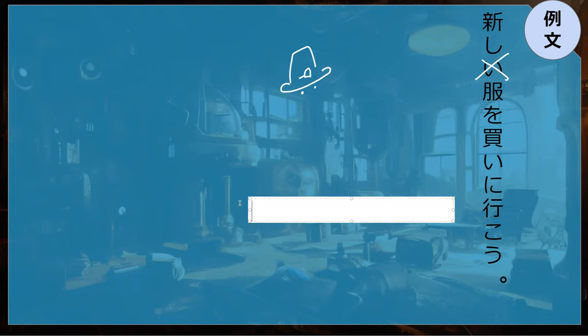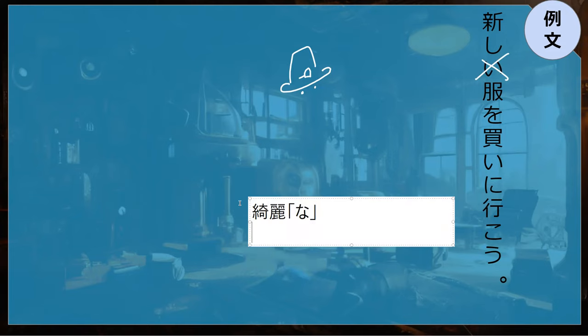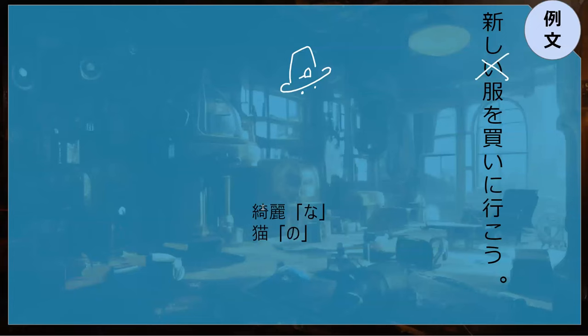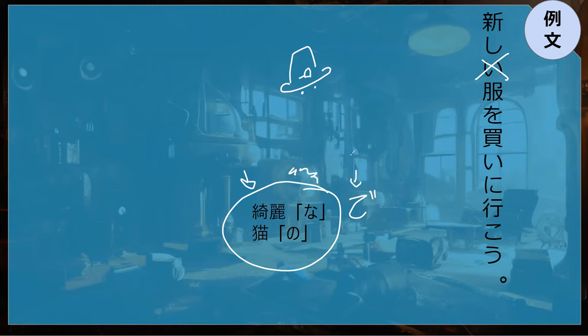Same with e adjectives. Kirei na, neko no. I would say na and no are the only actual adjective markers, because these two conjugate the same normally, kind of like adjectives. And these both need the de afterwards to mark a verb, right?